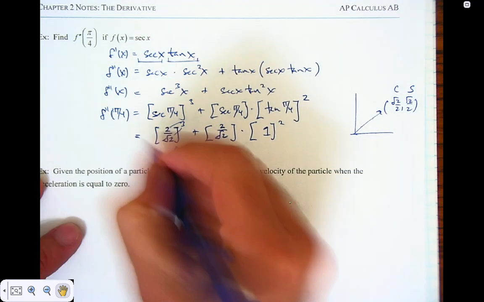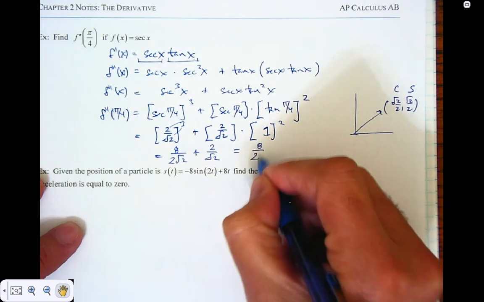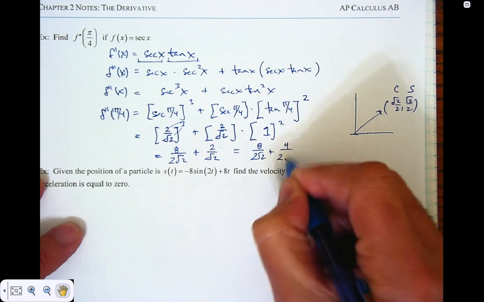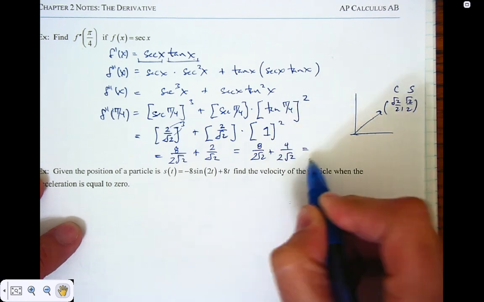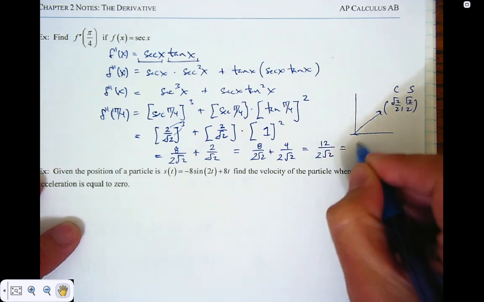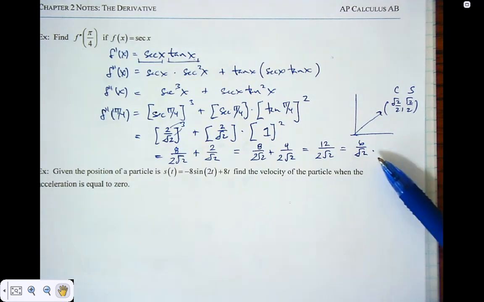Okay. And then let's get our common denominator here. So we have 8 over 2 root 2 plus, let's multiply top and bottom by 2 to get this common denominator. And we end up with 12 over 2 root 2, which would simplify to 6 over root 2. I mentioned, you guys in this class, I do not care if you rationalize. This is a great answer. It's exact, right? You've got your square root in there. We're not going to a decimal.